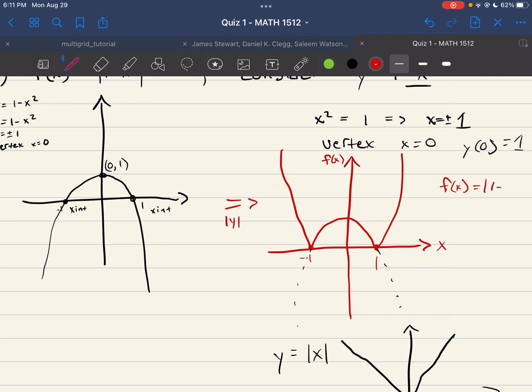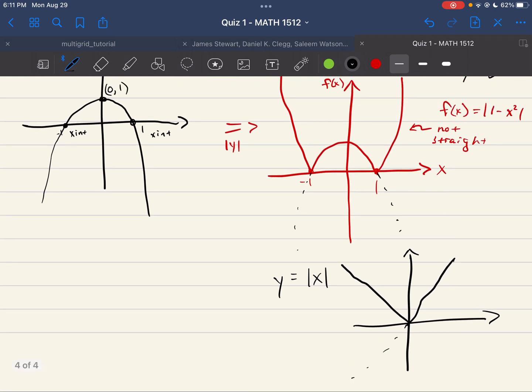f of x equals the magnitude of 1 minus x squared. We have to make sure that these lines are not straight. This is a parabola. We don't want to make those lines straight. It just makes those negative y values positive. So it's not to be confused with y equals the absolute value of x, which, compared to y equals x, you would just have that line, and then applying the absolute value makes those negative y values positive.